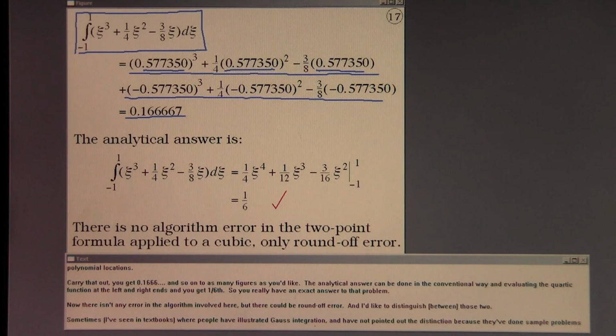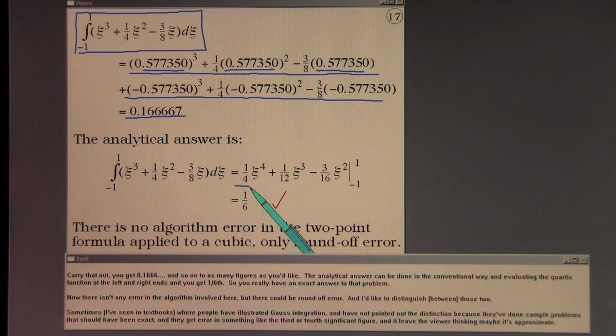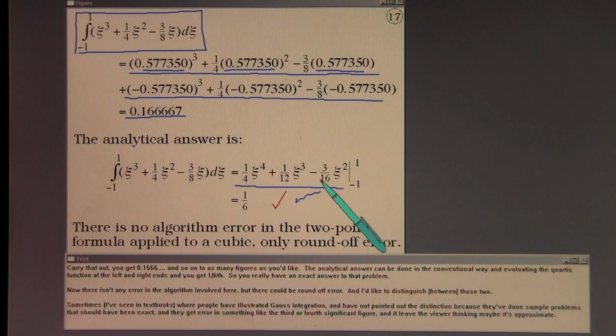The analytical answer can be done in the conventional way, evaluating the quartic function at the left and right ends, and you get 1/6. So you really have an exact answer to that problem.